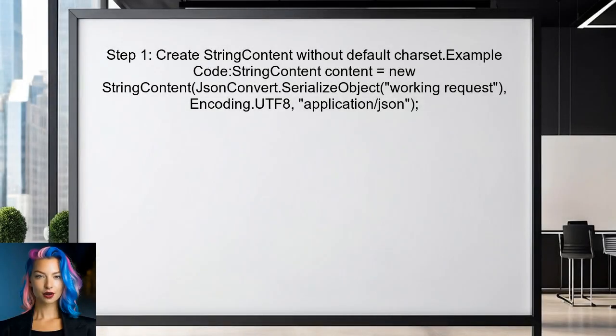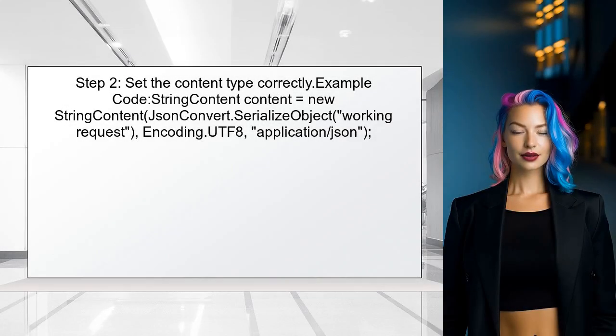To remove the default charset from the HTTP client request header, the user should start by creating a new instance of string content without specifying the encoding. This will prevent the default charset from being appended. Next, the user should ensure that the content type is set correctly. This can be done by explicitly specifying the media type in the string content constructor.